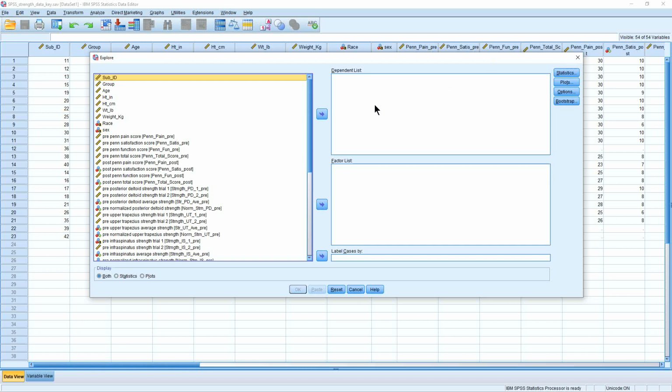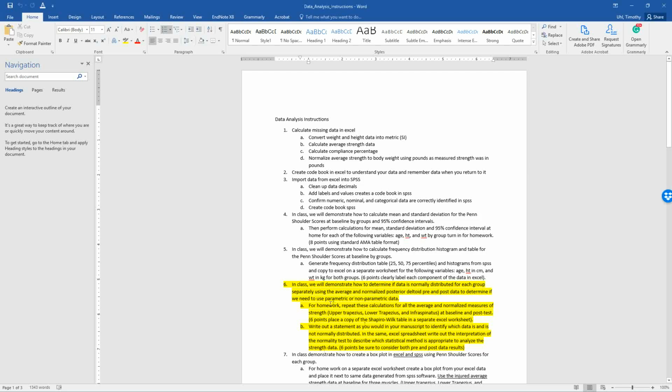So again, in the document that I gave you, I said in class we would do posterior deltoid pre and post. So we're going to measure them before they do their rehab and then again after. And then in your homework you're going to do the same thing, but for a couple of muscles. The additional thing we'll talk about here in a second is that I want you to interpret the result of the data.